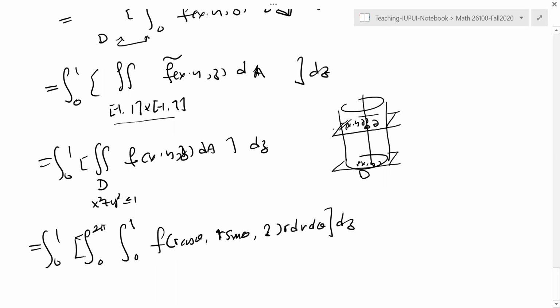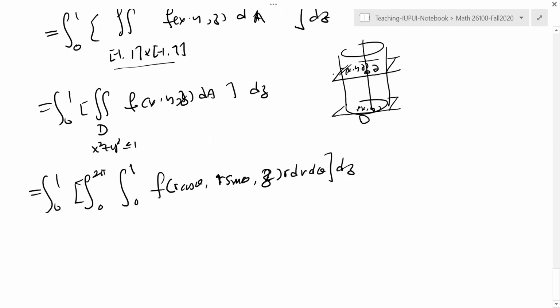Okay, so inside you can evaluate using polar coordinates. That's because the third term, for z, is just z. We cannot change it. We only change it for x and y, because we've already defined z as our height, which goes from 0 to 1.